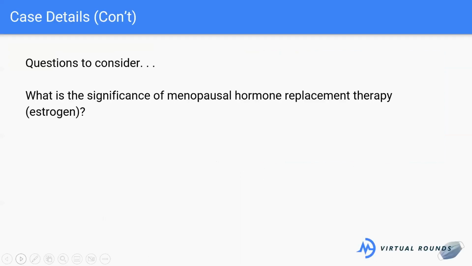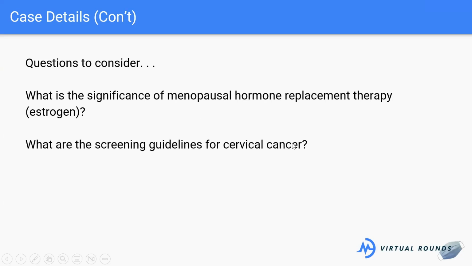All right, so questions to consider. The first one we already kind of talked about. So what is the significance of menopausal hormone replacement therapy? In the next slide, we'll talk about this a little bit more, but hormone replacement therapy can be used for patients that are having severe symptoms associated with menopause that are interfering with their life, such as hot flashes, right? So if somebody's like, I'm having hot flashes all day, I can hardly go to work and concentrate, you might want to consider putting them on hormone replacement therapy. However, there are associated risks with being on this therapy, which we will talk about.